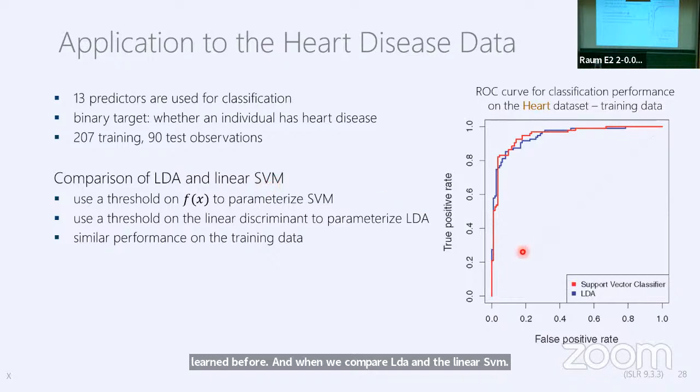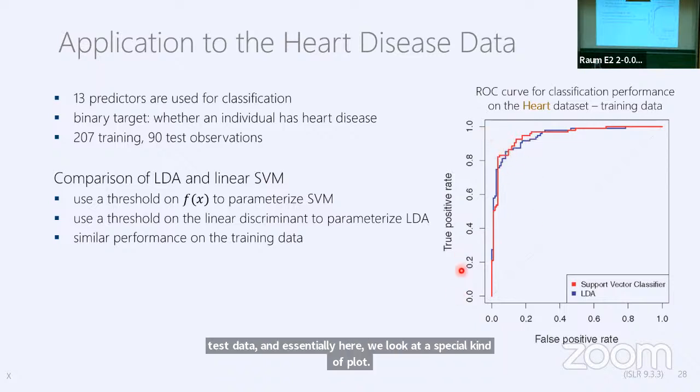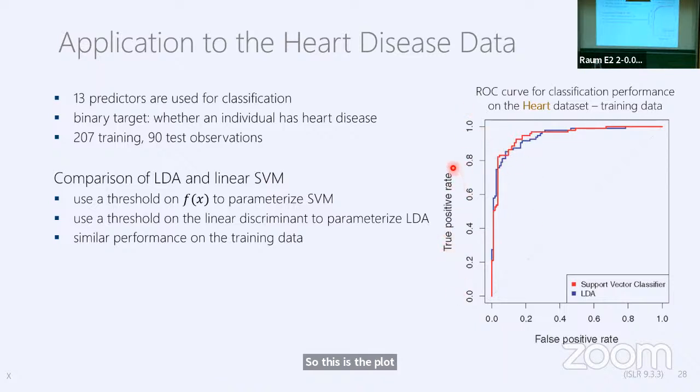What we see is, if we consider the performance on the test data, and essentially here we look at a special kind of plot. This is the plot where on the x-axis we show the true positive rate. So for all the instances that are true, how many of them we get correct. And this is the false positive rate: for all the instances that are actually false, how many of them we get correct. So what is the, sorry, for all instances that are true, how many of them we classify as false?